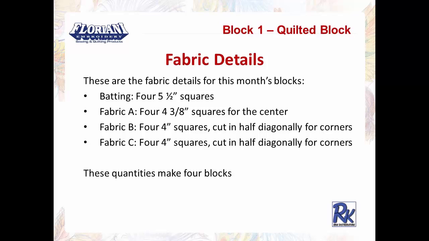Now here are the fabric details for this month's block. For batting, you're going to need 4 5 1/2 inch squares. In fabric A, you want 4 4 3/8 inch squares for the center of the block. Fabric B, you want 4 4-inch squares, and you want to cut those in half diagonally for the corners. And fabric C, the same thing, 4 4-inch squares cut in half diagonally for the corners. And these quantities are going to make all 4 blocks.